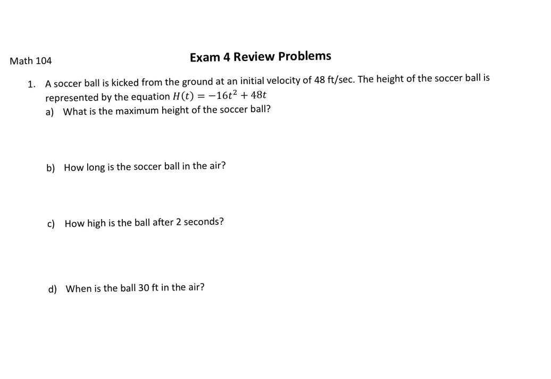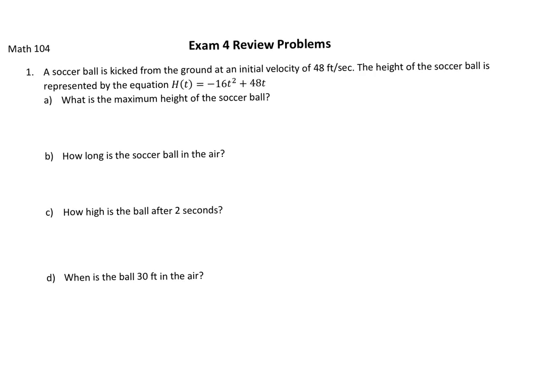So this first question says, a soccer ball is kicked from the ground at an initial velocity of 48 feet per second. The height of the soccer ball is represented by the equation h of t equals negative 16t squared plus 48t. So the first thing we're asked to find is the maximum height of the soccer ball. So if you remember, the height of the soccer ball follows the quadratic path.